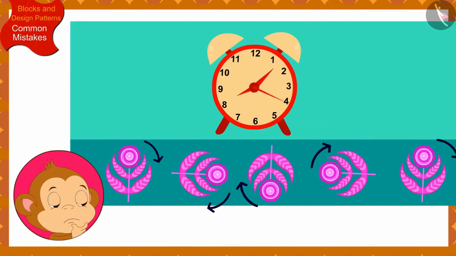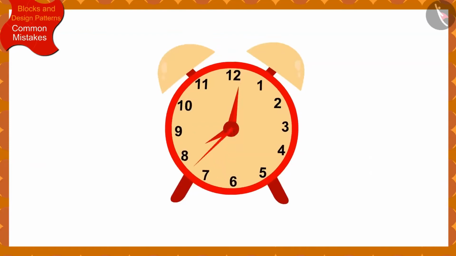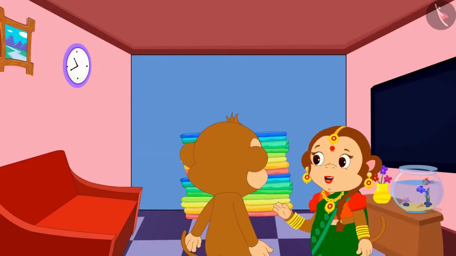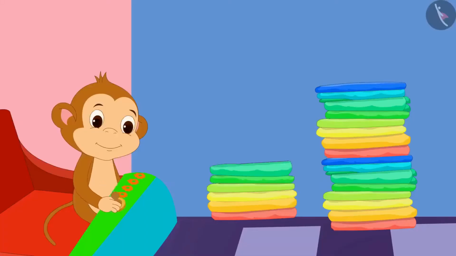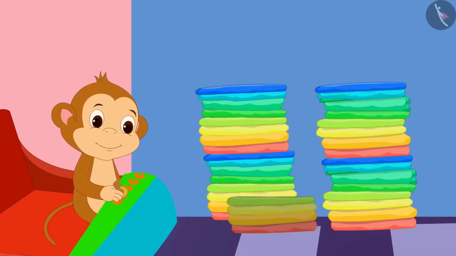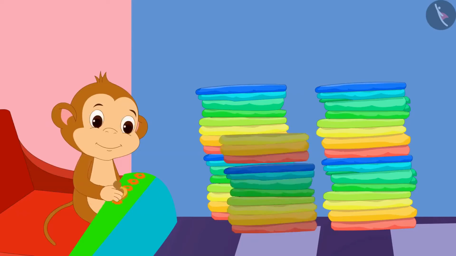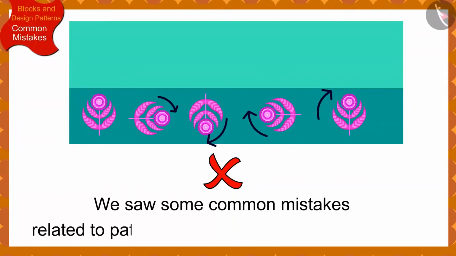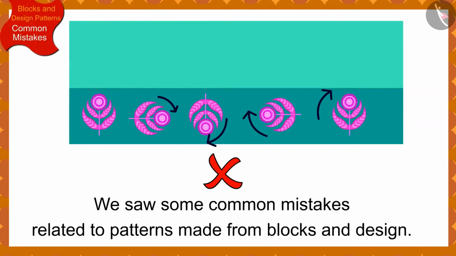Children, remember, whenever you want to know the clockwise direction, look at the direction of the movement of the needles in a clock. Banno explained Babban's mistake to him. Then, Babban helped Banno create designs on a lot of saris without making any further mistake. Children, in this video, we saw some common mistakes related to patterns made from blocks and design.